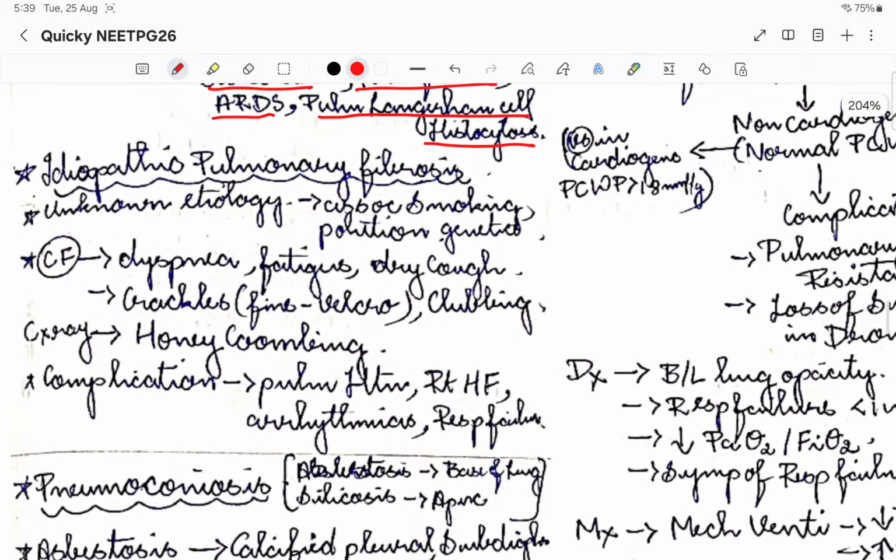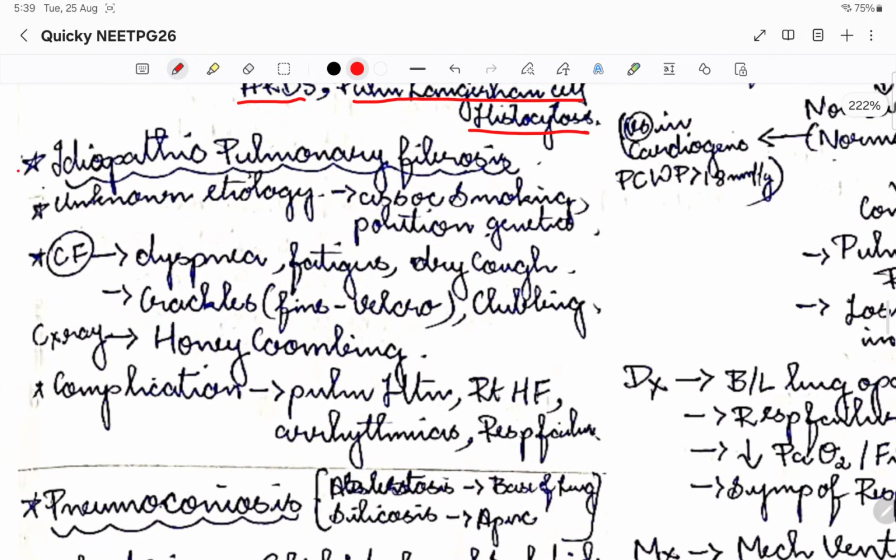Okay, so idiopathic pulmonary fibrosis. Okay, it is because of idiopathy. So nothing, we don't know the etiology. What happens is there will be dyspnea, fatigue, and dry cough, and the crackles will be velcro-like. Okay, and we can also see clubbing with respect to this idiopathic pulmonary fibrosis.